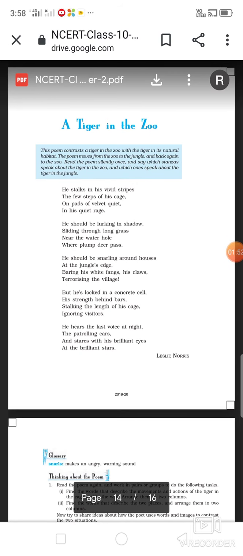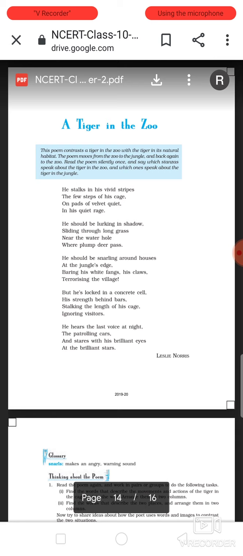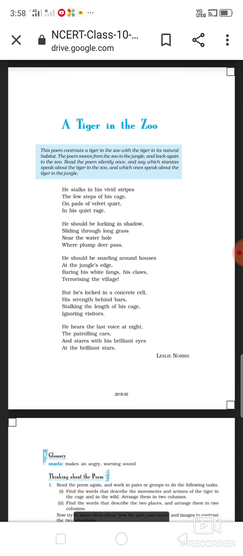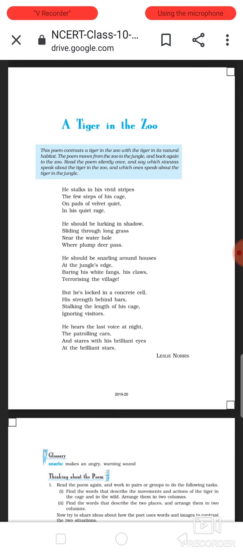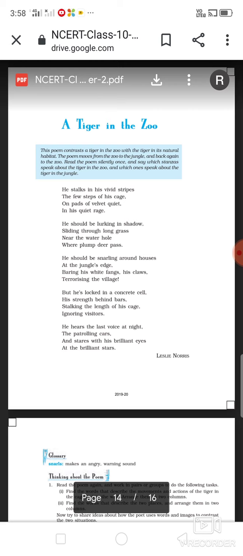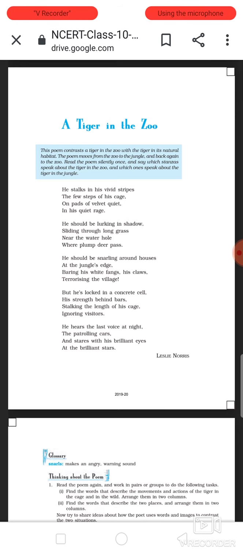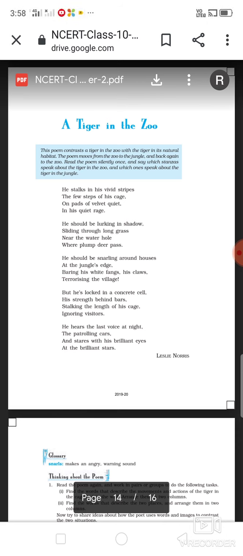A tiger in the zoo. He stalks in his vivid stripes the few steps of his cage, on pads of velvet quiet in his quiet rage. He should be lurking in the shadow, sliding through long grass near the water hole where plump deer pass. He should be snarling around houses at the jungle's edge, baring his white fangs, his claws, terrorizing the village. But he is locked in a concrete cell, his strength behind bars, stalking the length of his cage, ignoring visitors. He hears the last voice at night, the patrolling cars, and stares with his brilliant eyes at the brilliant stars.